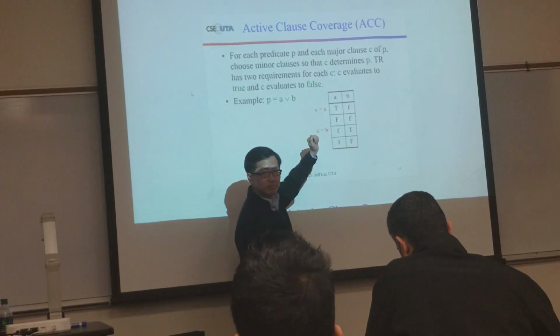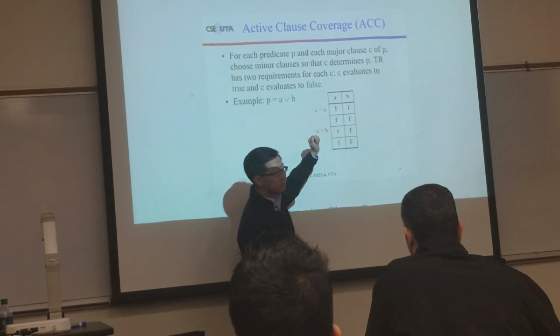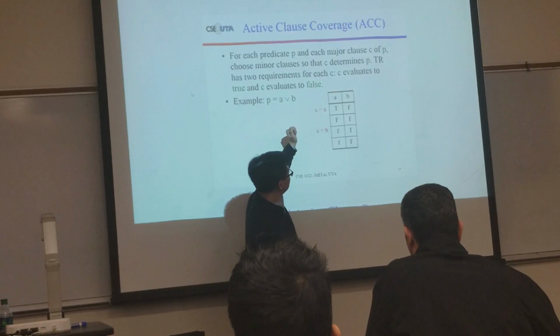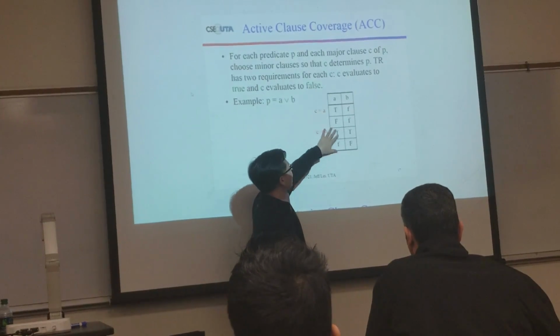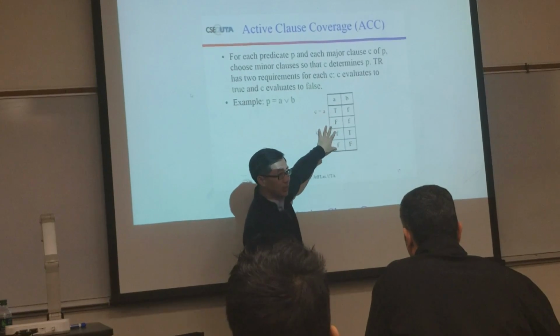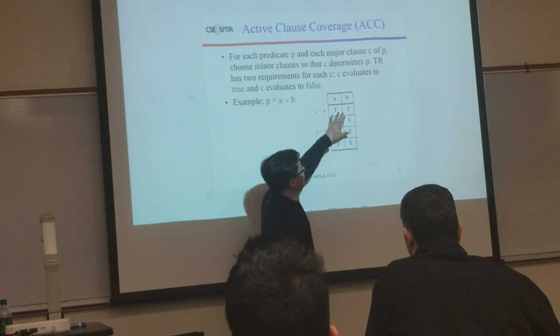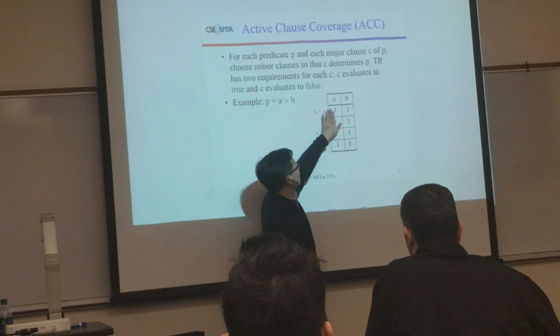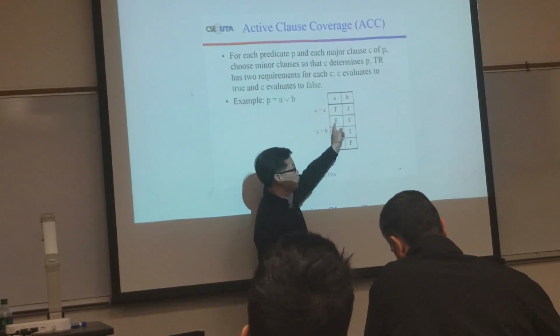Not all four test cases. I think the first two are for A active. It's not the truth table. I already put the results here. So B has to be false to make A active, and then you have to test true and false.